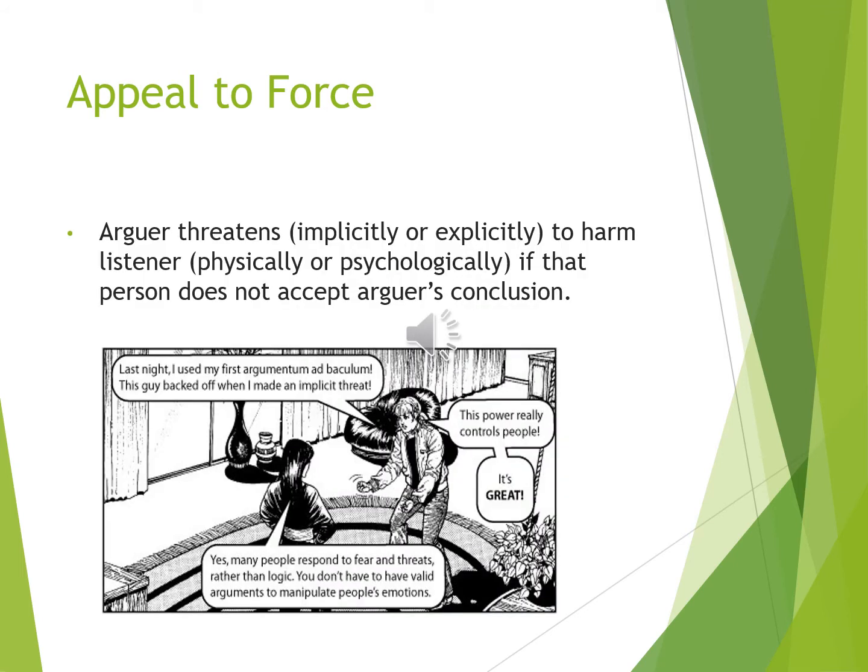So in the appeal to force, an arguer threatens either implicitly or explicitly to harm a listener in some way, physically, psychologically, emotionally, economically, if that person does not accept the arguer's conclusion. So here a fallacy is committed because the only evidence given for the conclusion is the threat, and therefore we have a different kind of fallacy of relevance than the appeal to pity, but structurally it has the same dynamic. No actual evidence is given, but we might be psychologically persuaded to accept the conclusion because we don't want to be harmed, and that's why this fallacy can be effective, but it's not logically sound.